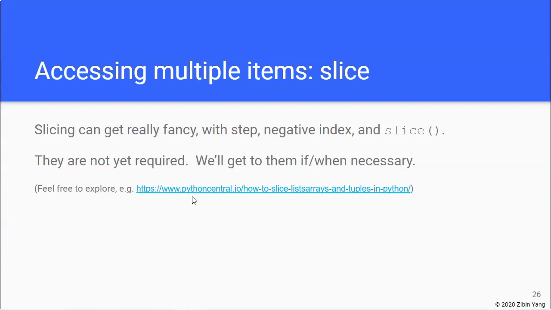Slicing lists in Python can actually get pretty fancy, and you can specify other things such as a step. Well, we've already seen using negative index, and there's even a slice built-in function for doing that. Many of them are not necessarily required right now. If there's a need for them, then we'll explain them. But feel free to explore on your own if you have to. I have a link here to an article that talks about this in depth.